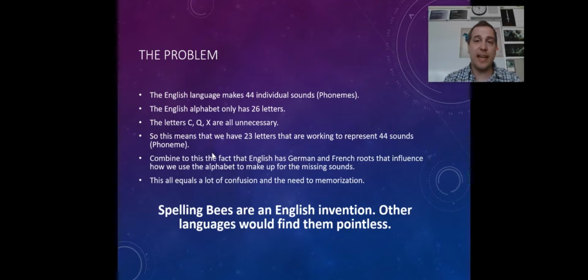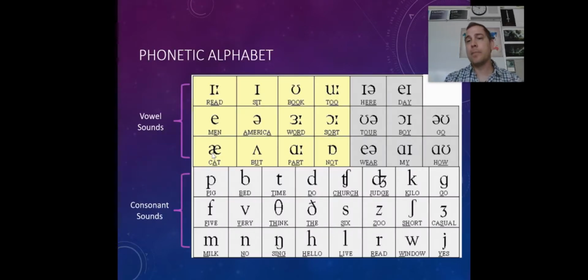And then if you take into account that our language, English, has a lot of German, has a lot of French, has a lot of Latin, and each of those things have different spellings in them, and those are all put into the way we spell things. It's a lot of confusion, and a great deal of what we consider to be reading is just memorization, right? And like I put at the bottom, spelling bees are an English invention. Other languages would find them pointless. If you can hear the word, you can spell the word. English is one of the few languages where you hear the word and you can't really guarantee that you know how to spell the word. And people have tried to fix this.